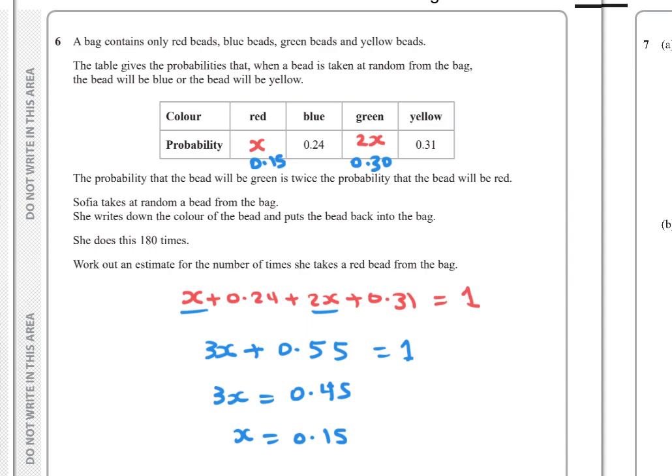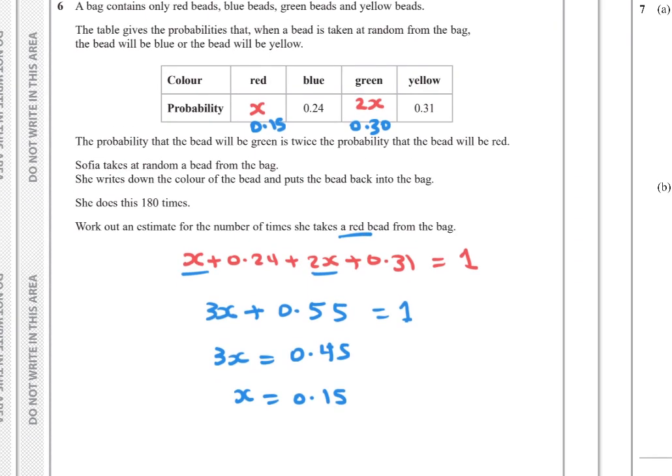Work out an estimate for the number of times she takes a red. So probability of red 0.15 times 180 equals 27 times.